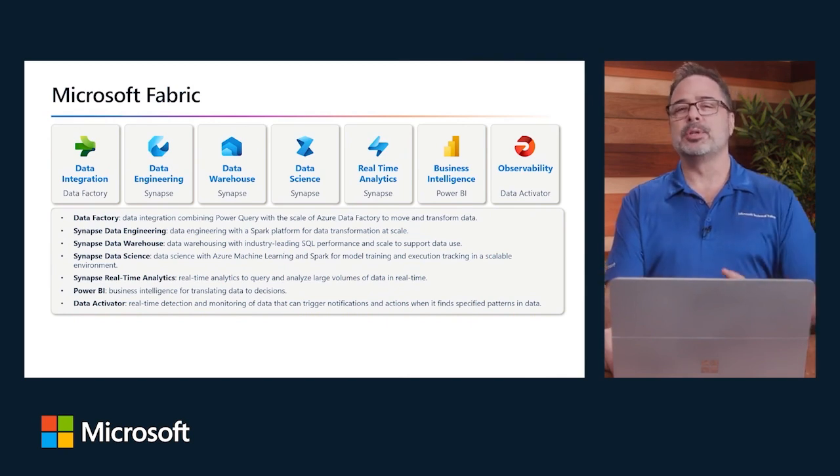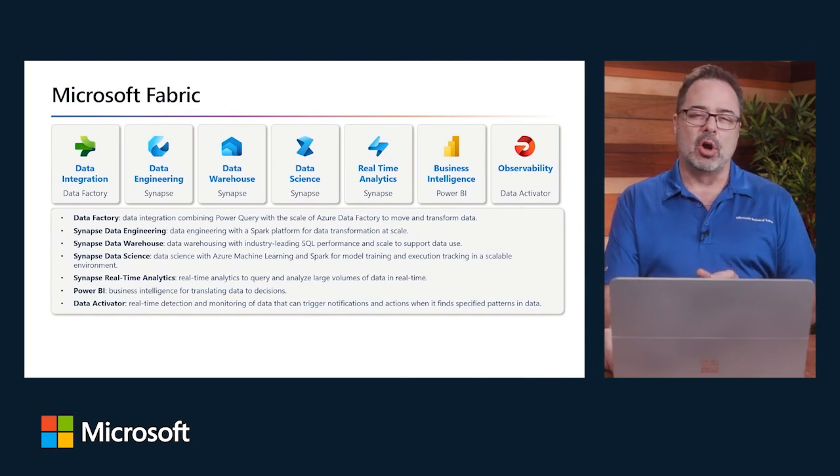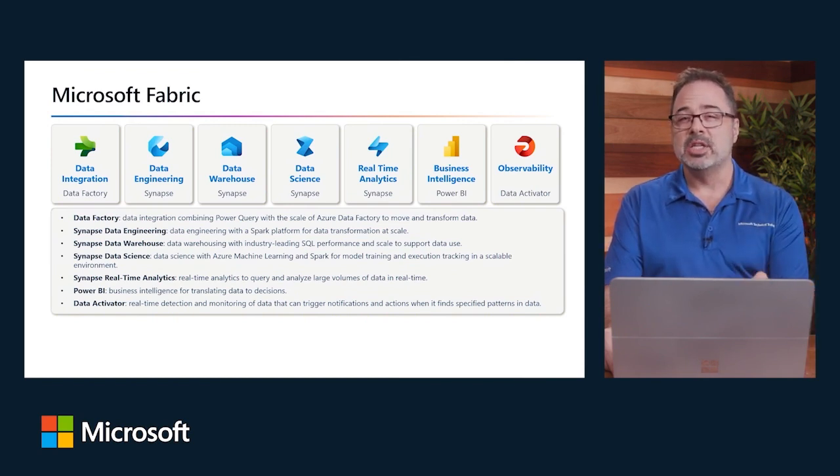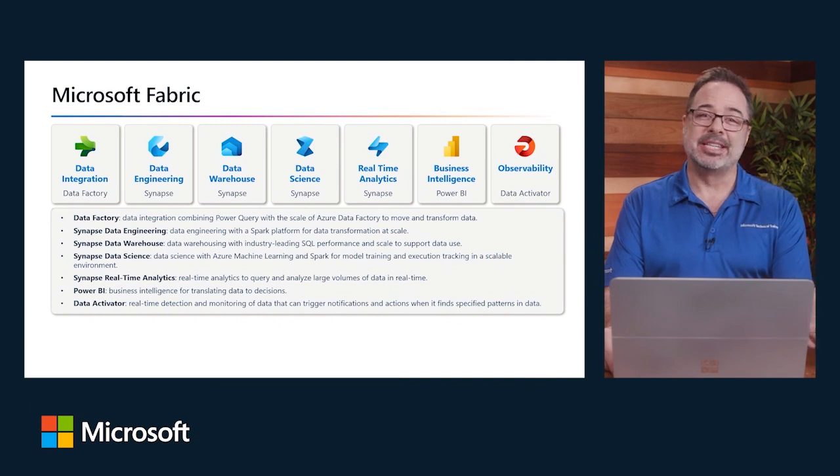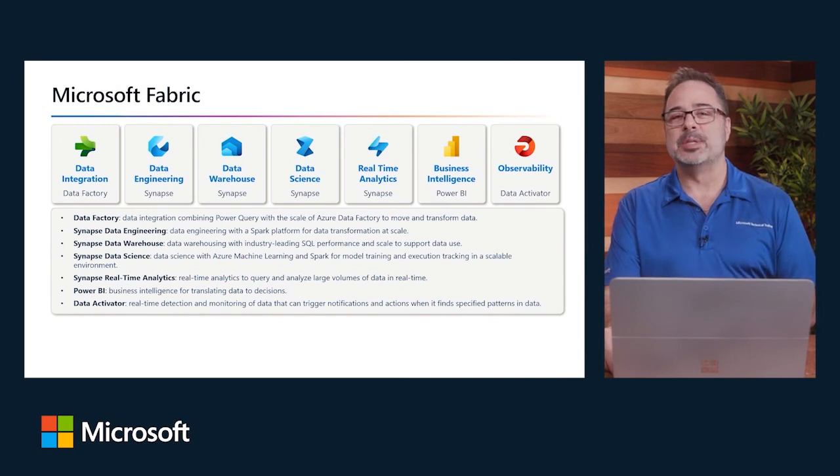Microsoft Fabric combines multiple tools together so that you can accomplish all of these data analytics tasks through using a single product rather than multiple products. Microsoft Fabric combines the data integrity capabilities of Data Factory, the data engineering capabilities of Spark from Synapse, the data warehouse capabilities of SQL Pools from Synapse, the data science capabilities from Azure Machine Learning and Spark from Synapse, the real-time capabilities of Synapse, the reporting and business intelligence capabilities of Power BI, and the ability to trigger notifications and actions based on your data.